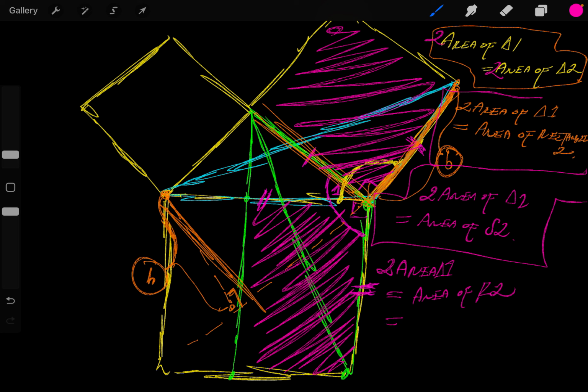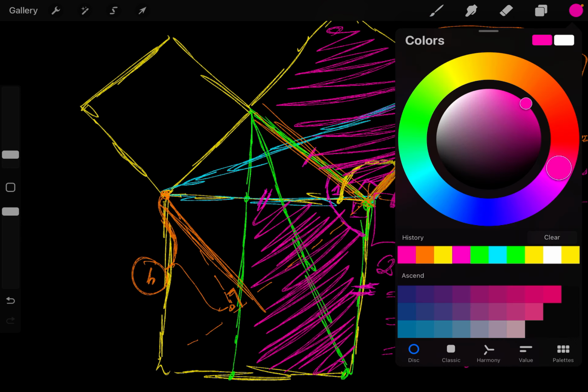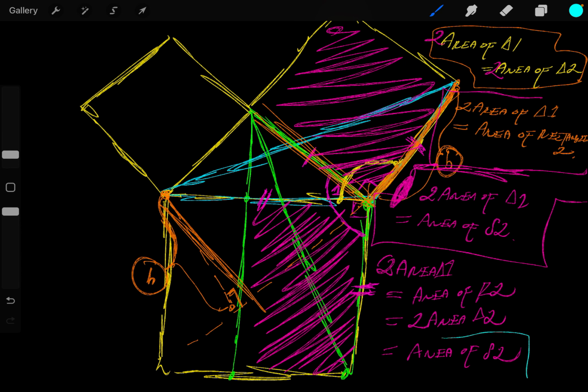And I know that 2 times the area of triangle 1 is equal to 2 times the area of triangle 2. So I'm going to write from here, 2 times the area of triangle 1 is 2 times the area of triangle 2. Then I know from this statement that 2 times the area of triangle 2 is the area of S2, and I have the statement that I want. The statement that I care about is that the area of rectangle 2 is equal to the area of S2.